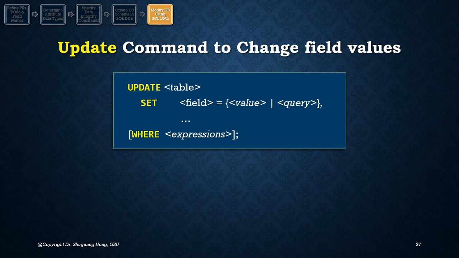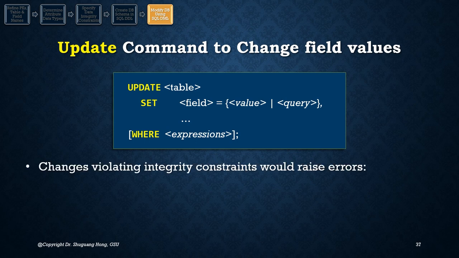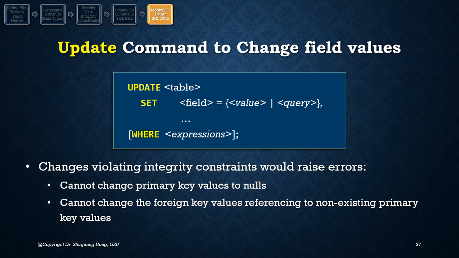Note that the database would raise an error message if the update would violate data integrity. For example, changing the value of a primary key field to null. It is because primary key fields cannot allow null values, i.e., the entity integrity rule. The change would also result in a violation of the referential integrity constraints we just discussed.